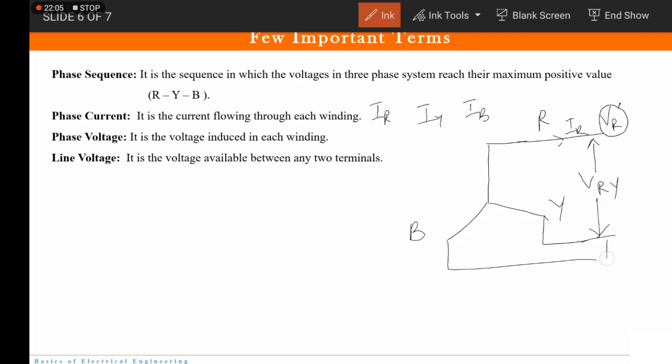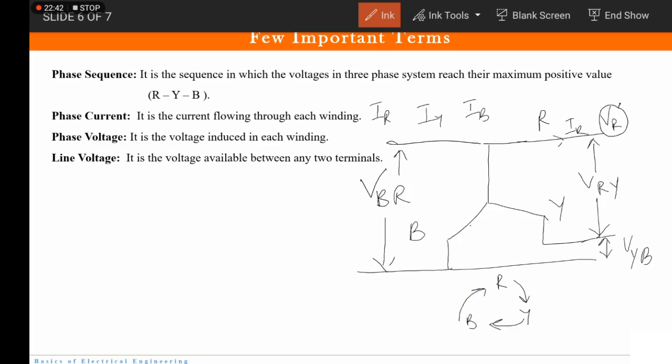Got it? Similarly, this voltage, say Y and B, then this becomes line voltage. Otherwise, VY only phase voltage, VB only phase voltage. But between R and Y, between Y and B, or between B and R, correct? So suppose here I measure the voltage VBR. Then this becomes line voltage. And remember, we have to move in this direction only: R to Y, Y to B and B to R. Understood? So this was line voltage.